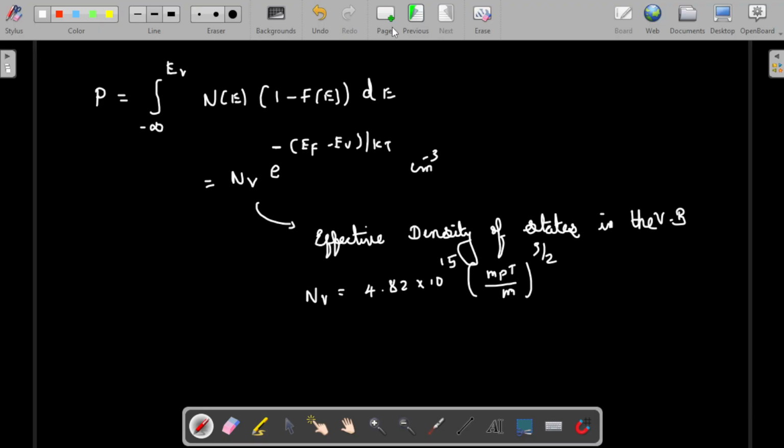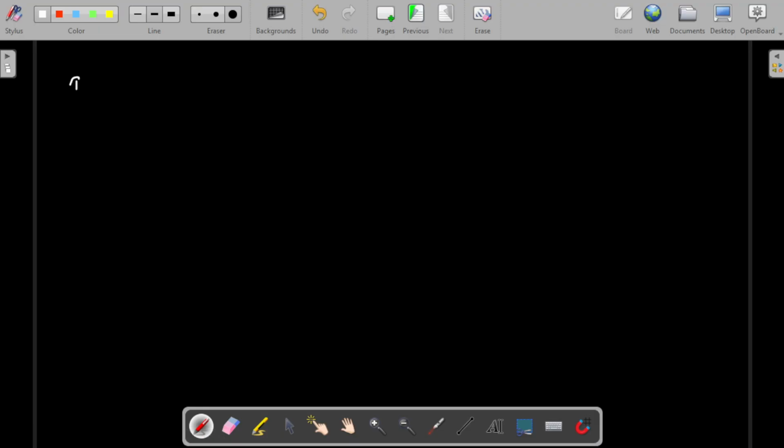Let's take an understanding with the intrinsic semiconductor. We know that in an intrinsic semiconductor, N and P are always equal. So if we compare these, we can obtain some kind of formula.